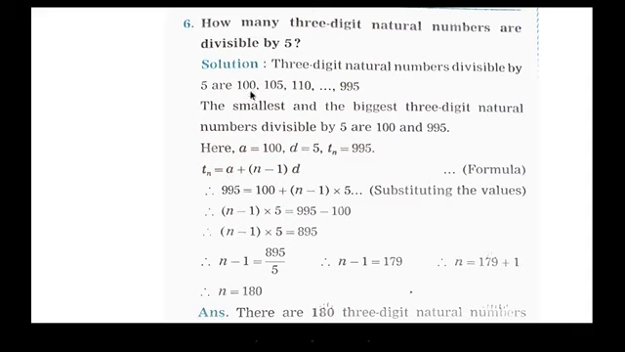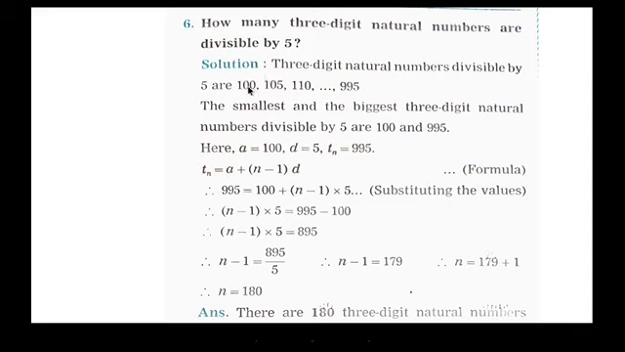The first 3-digit number divisible by 5 will be 100. Then with the difference of 5, we continue the sequence. So we will have 105, 110, 115, 120 and so on, up to the last 3-digit number divisible by 5, which will be 995. Now this sequence is an arithmetic progression because the difference between any two consecutive numbers is 5. So it is an AP.